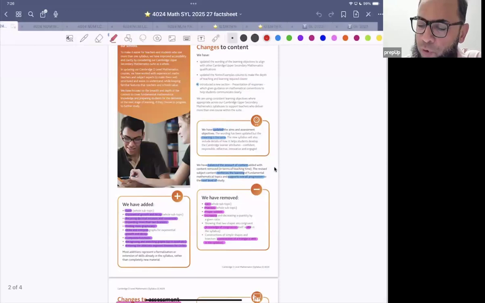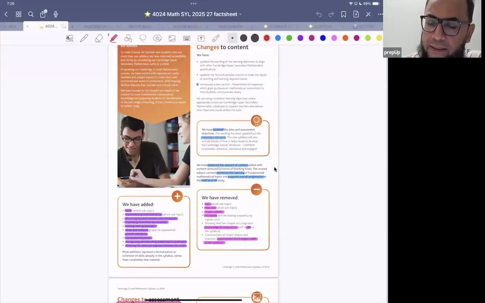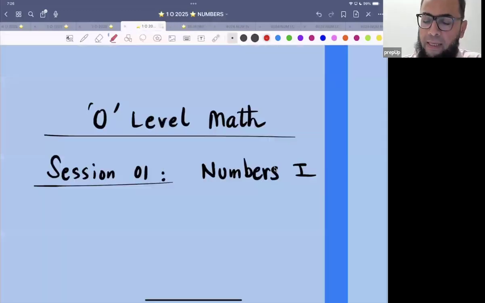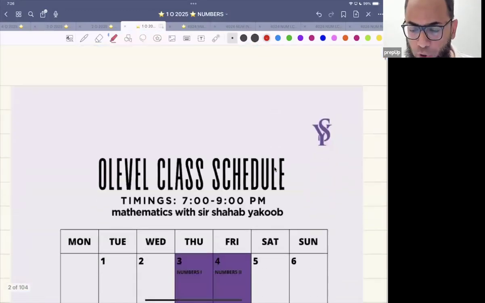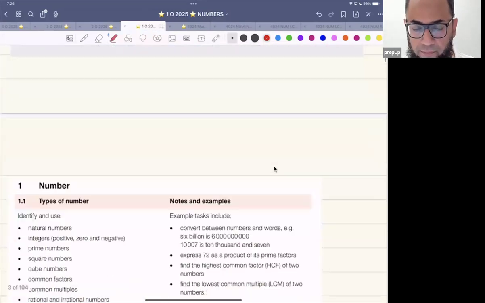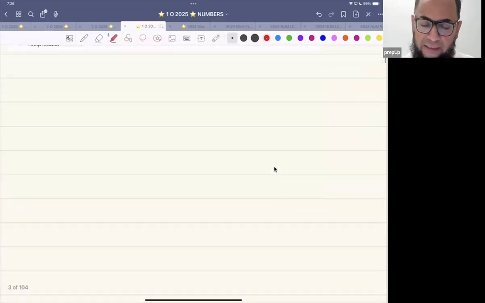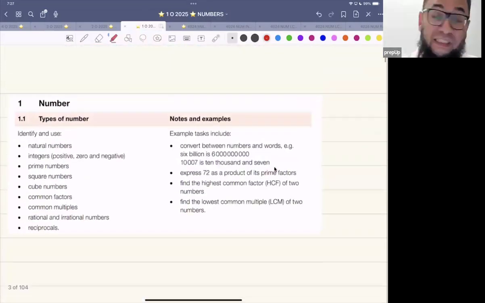So let me just focus on this one right over here. We are starting with this session, which is on numbers. When we talk about this first topic, numbers, this is the copy from the syllabus. What things are included in numbers?